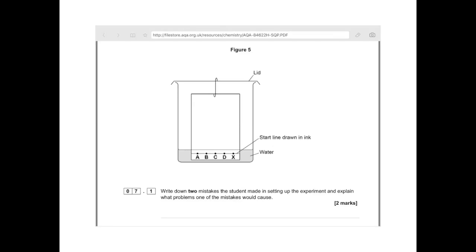Write down 2 mistakes the student made in setting up the experiment and explain what problems one of the mistakes would cause. Okay, the thing that's really jumping out at me first of all is that they say that the start line is drawn in ink. No, big no. That has to be drawn in pencil. The reason being that when the water soaks up, it would cause the ink line to spread as well. So imagine the mess that would make. So the start line needs to be drawn in pencil.